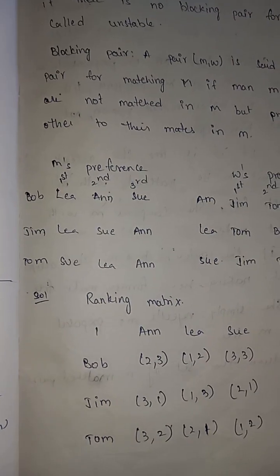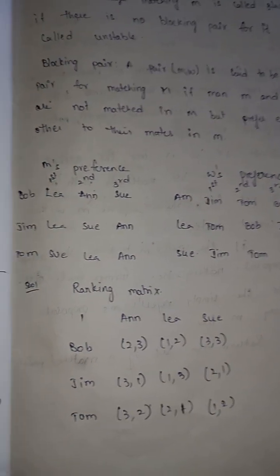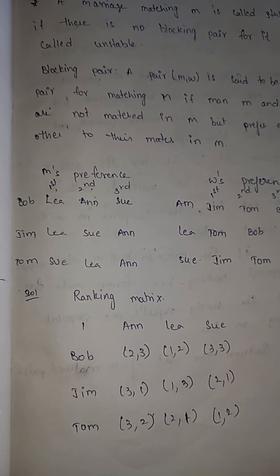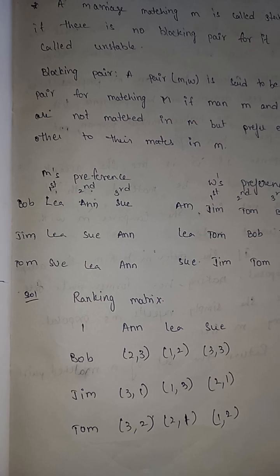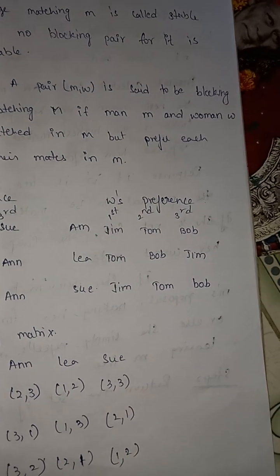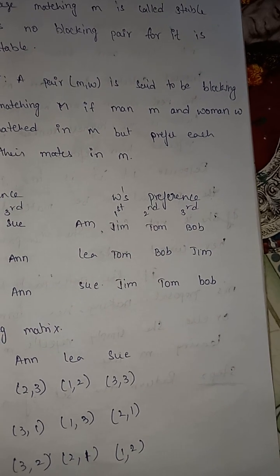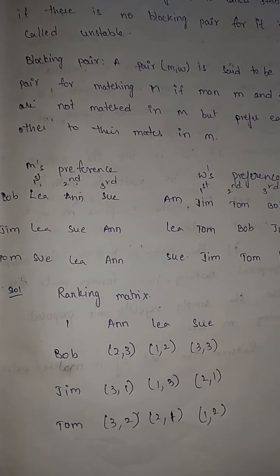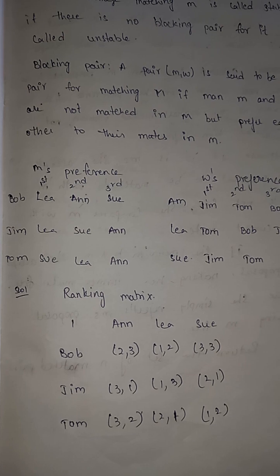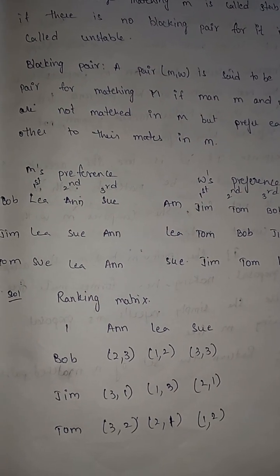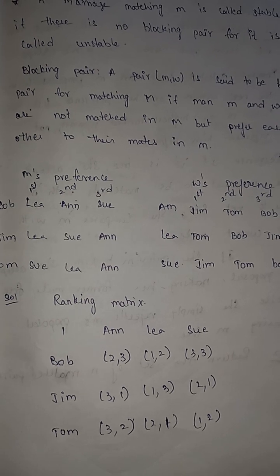Now here there is a problem: men's preferences and women's preferences. In the men's table, the columns represent men and the rows represent the preferences. In the women's table also, the columns represent women and the rows represent preferences. And we are preparing the ranking table. Here in the ranking matrix also, the columns represent men and the rows represent women.